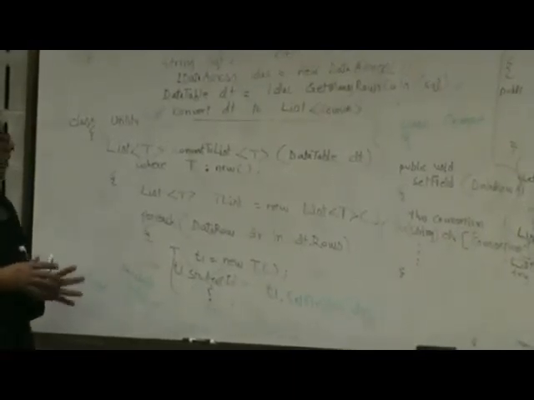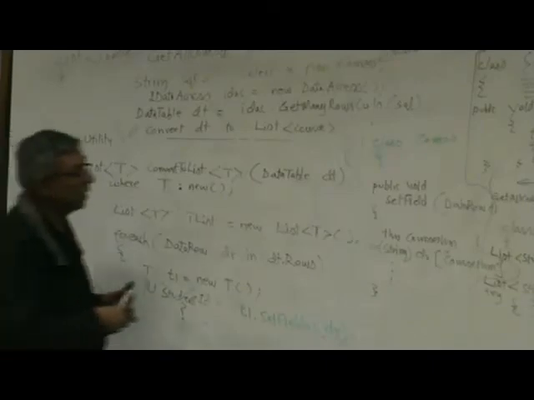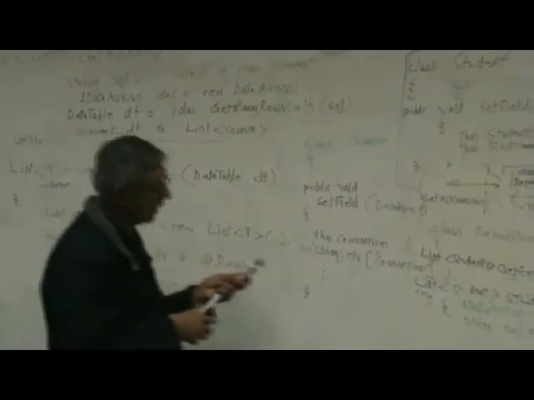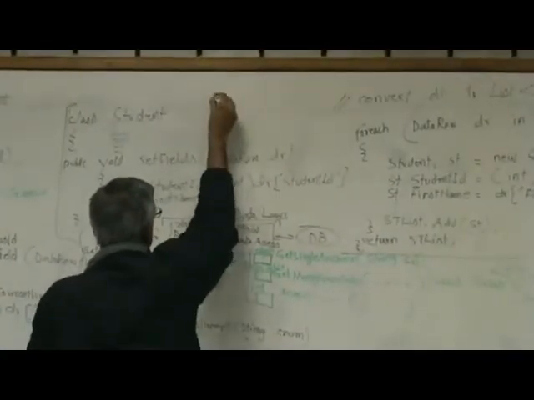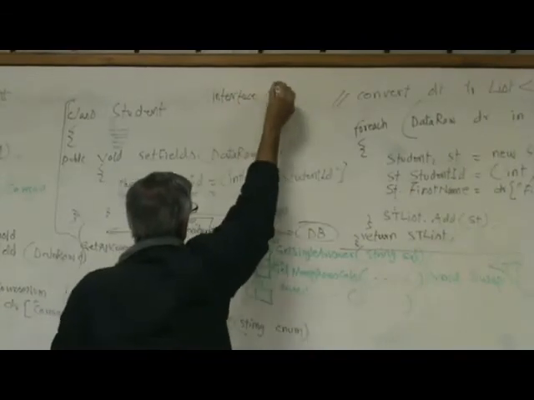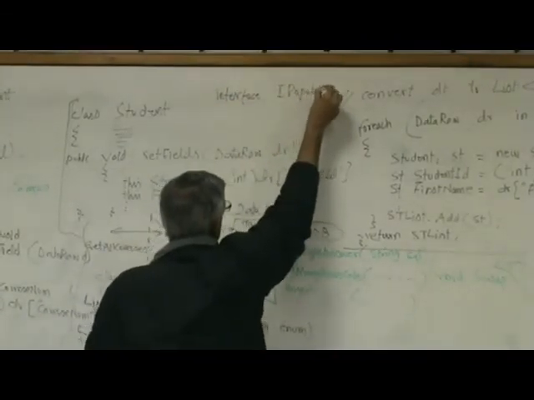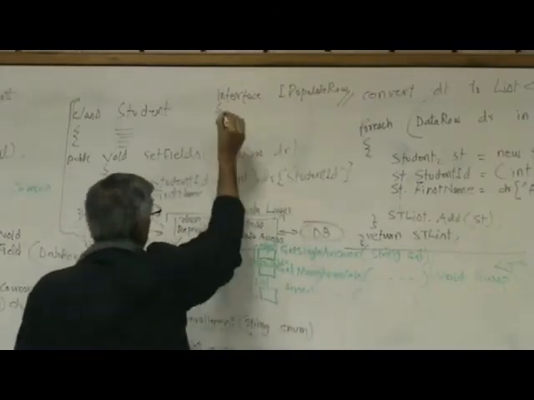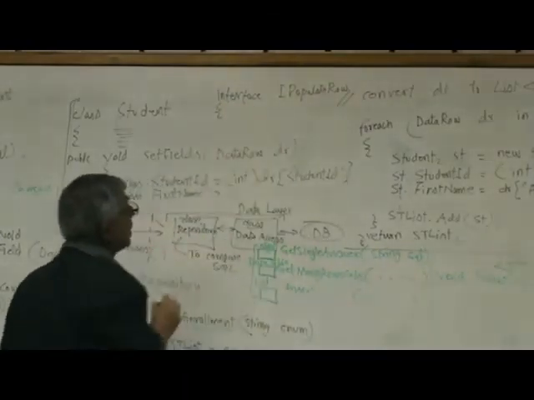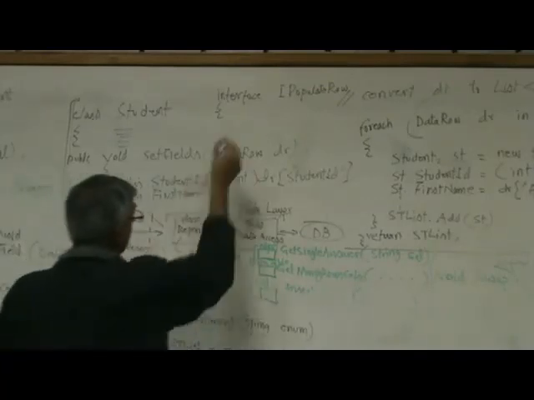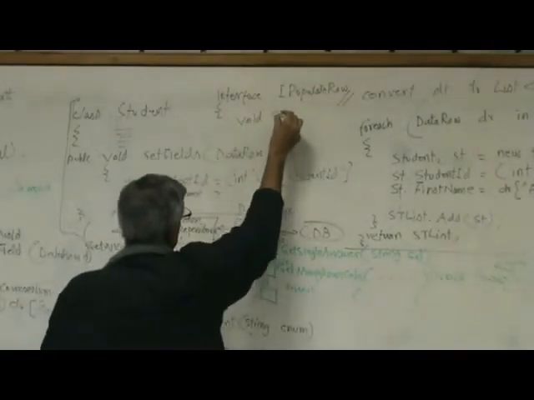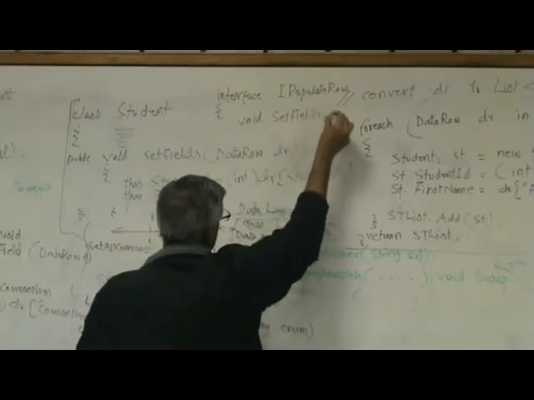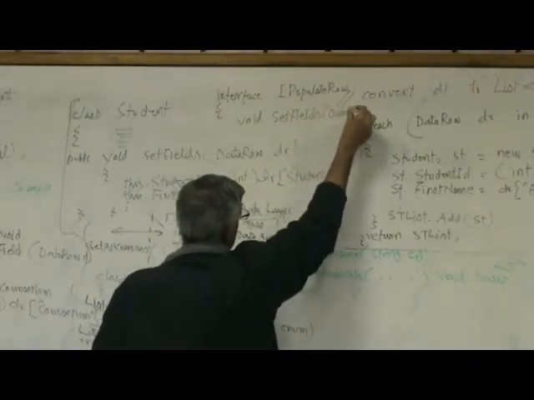So this is where the constraints can be made very powerful, so that we won't even let it compile if somebody did not put the proper name over here. An easy way to take care of this is to create an interface yourself. Let's call it IPopulateRow, and define one method in it. Remember, in an interface, we don't write public or private, so you will simply say void setFields, data row dr.